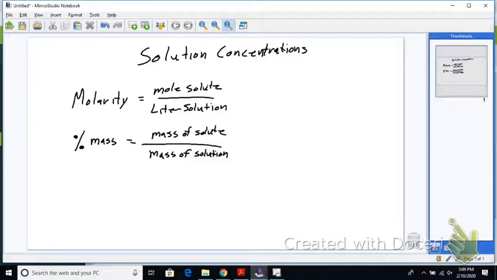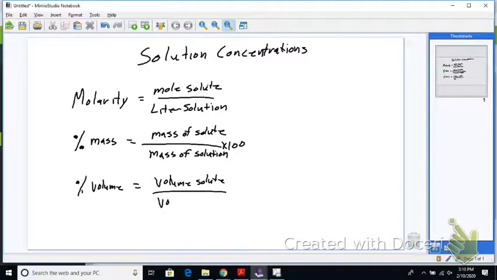Then we've got percent by volume. So this would be liquids, where we're combining liquids. And so we have the volume of the solute over the volume of the solution. Oh, that needs to be times 100, by the way. So volume of solute over the volume of the solution times 100. In biology, again, they'll say like a 10% saline solution.